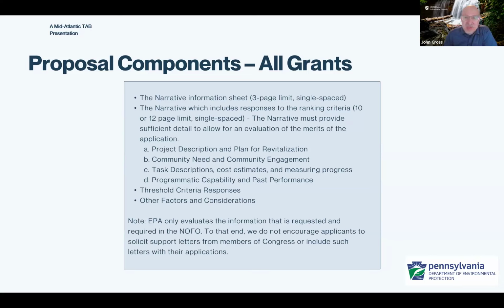So one of the suggestions as we were talking through this is make yourself an outline as you walk through this whole thing, and make sure that you have all the questions answered, so that then you can fill in your details and make sure that you have everything covered. Again, I read this note at the bottom: EPA only evaluates the information that is requested and required in the NOFO. To that end, if you don't answer all those questions, you're pretty much automatically rescinded, and you'll be notified. At that point, we'll move to the next slide.